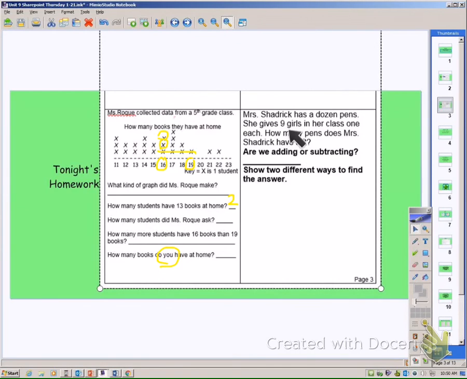And our last one, Mrs. Shadrick has a dozen pens. Remember, a dozen is 12. She gives 9 girls in her class 1 each. How many pens does Miss Shadrick have left? Are we adding or subtracting? Show 2 different ways to find the answer.